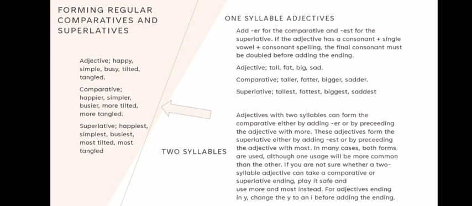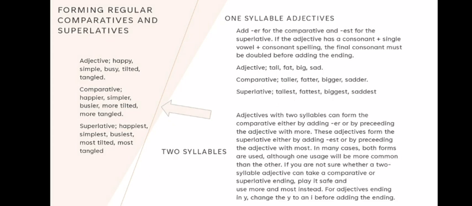One syllable adjectives. Add er for the comparative and est for the superlative. If the adjective has a consonant plus single vowel plus consonant spelling, the final consonant must be doubled before adding the ending. For the adjectives tall, fat, big, and sad, the comparatives are taller, fatter, bigger, and sadder. And the superlatives are tallest, fattest, biggest, and saddest.